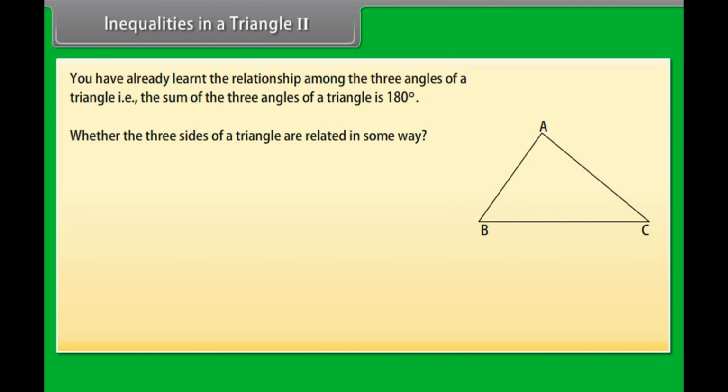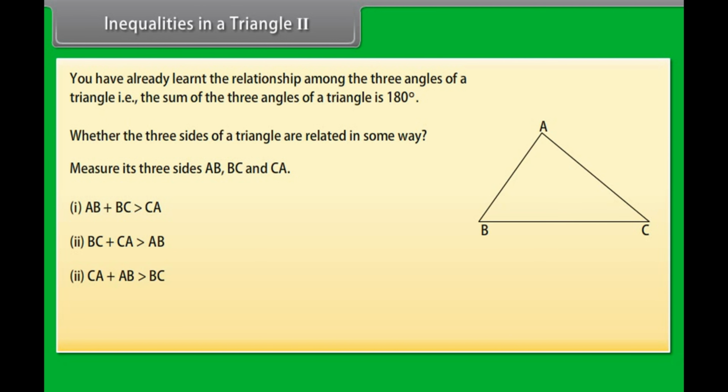Draw a triangle ABC. Measure its three sides AB, BC and CA. We observe that 1. AB plus BC is greater than CA. 2. BC plus CA is greater than AB. And 3. CA plus AB is greater than BC. Thus, we conclude that the sum of any two sides of a triangle is greater than the third side.